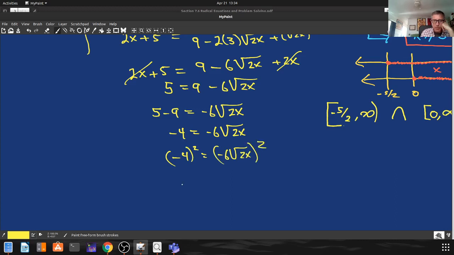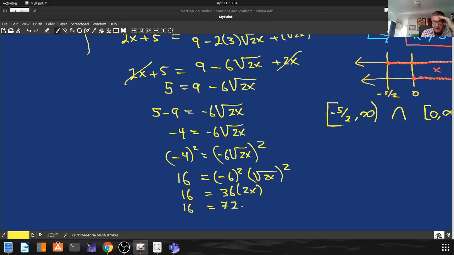So minus 4 squared is 16, and minus 6 times the square root of 2x squared is minus 6 squared times the square root of 2x squared. Students constantly mix this up and say it's minus 6 or 6 times 2x. So I have 16 is equal to 36 times 2x. So 16 is equal to 72x.